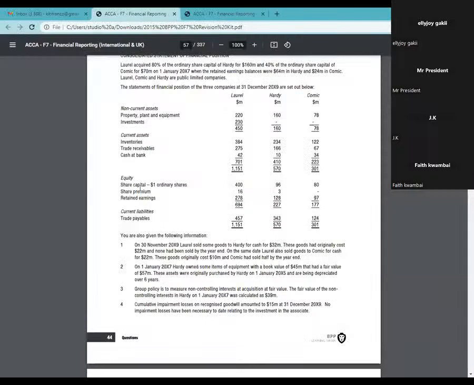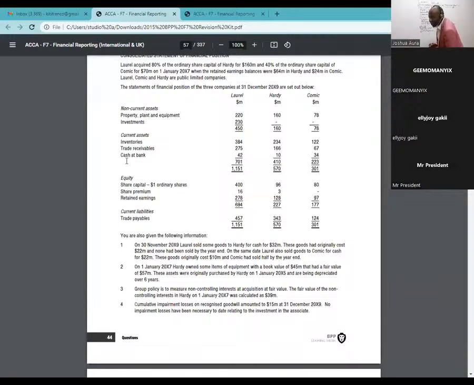All right. So, ladies and gentlemen, in this case here, what do we have? For ordinary share capital, the parent figure is only 400, and then share premium, we have a figure of 16. And then we have retained earnings. This one I will need an independent working, and I'll be able to show you a shortcut for retained earnings.